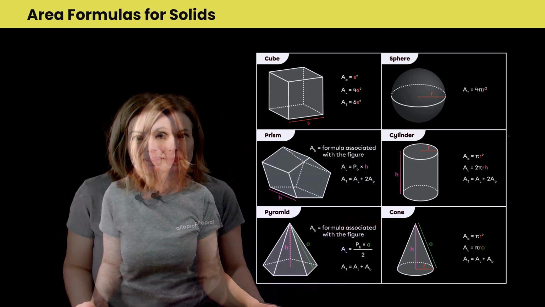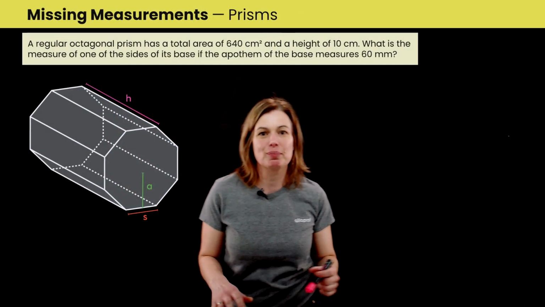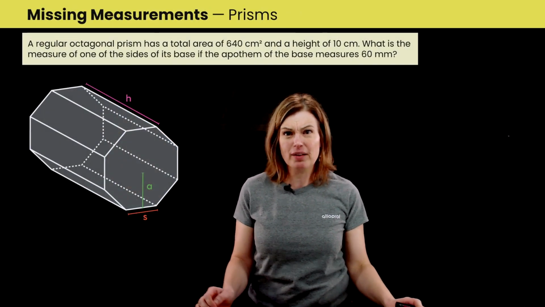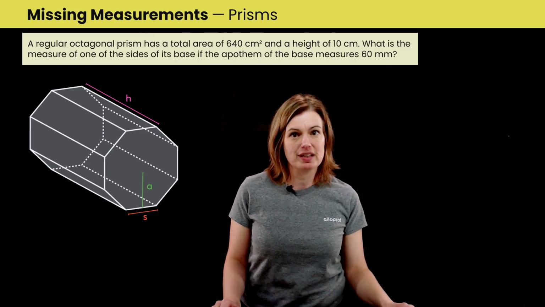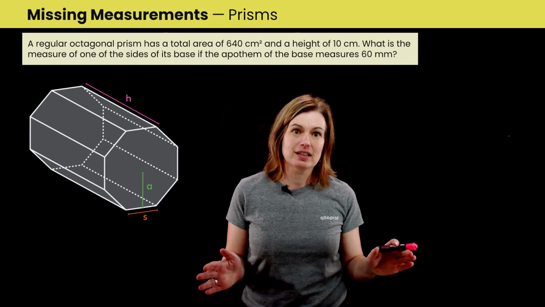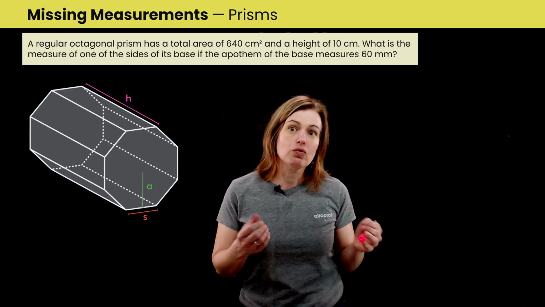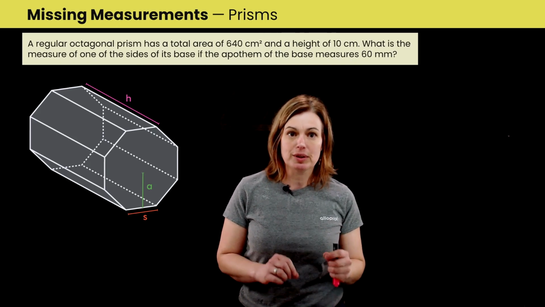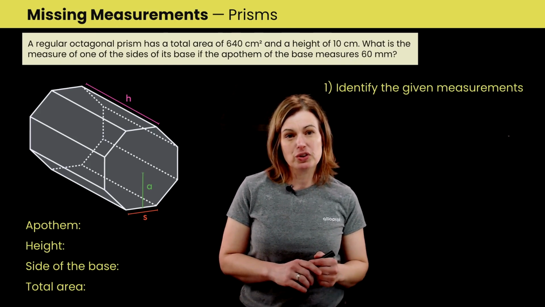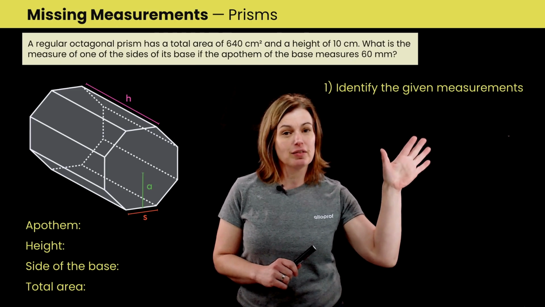Here we go. All right, we're ready for example 1. Here we have a regular octagonal prism that has a total area of 640 centimeters squared and a height of 10 centimeters. What is the measure of one of the sides of its base if the apothem of the base measures 60 millimeters? Well, the first thing we've got to do is identify the given measurements.